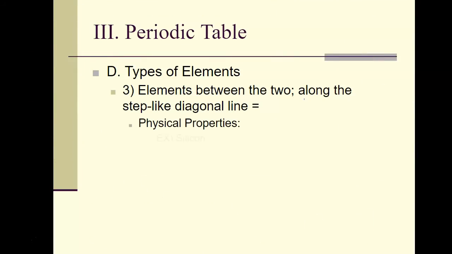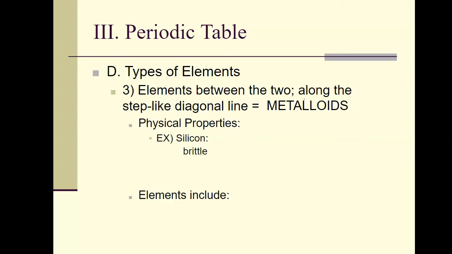Okay, and our last group that we need to be aware of are our metalloids. These are elements that have properties of both. An example would be silicon, so we're going to use that as our example. Silicon is brittle. If I try to bend it, it will break. But it's very lustrous. It's actually beautiful. It's one of my favorite elements to look at.